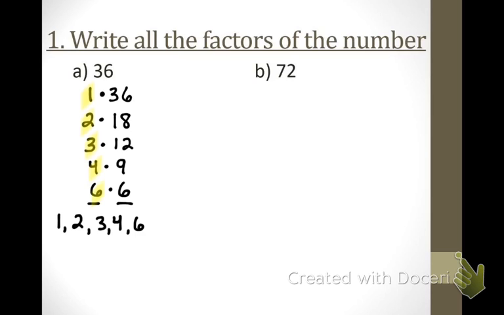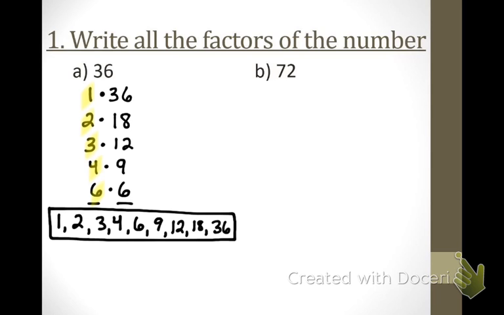Now I'm simply going to be coming back up the other side. What's the next number that's a factor? 9. As you're doing this, you always want to make sure that you are putting these in order from least to greatest, and then box in your answer. So this, once again, is my final answer.